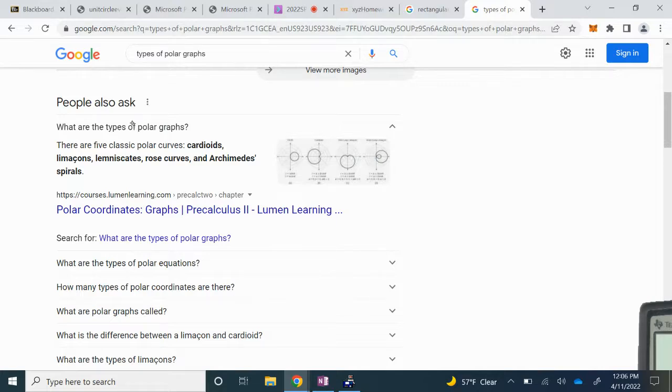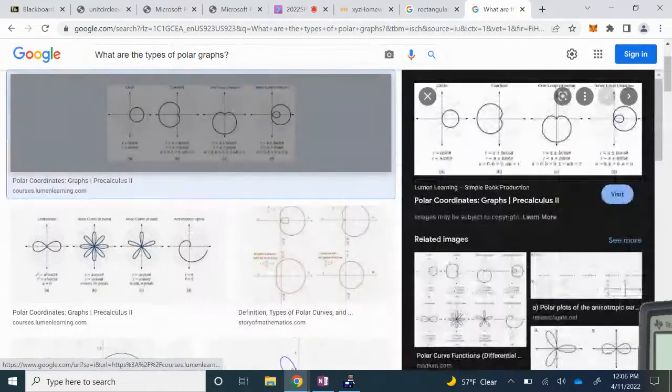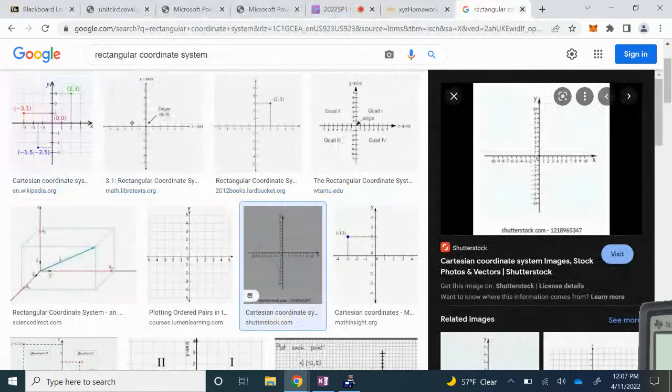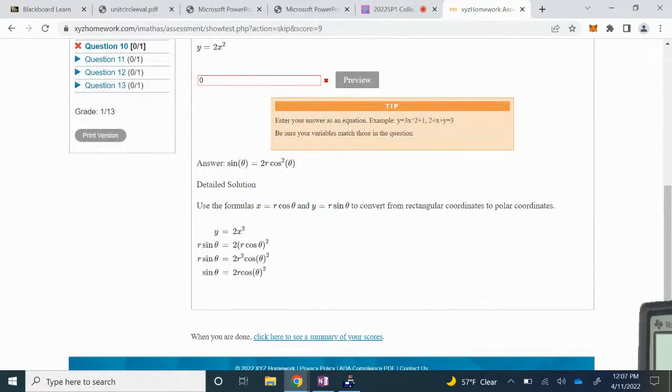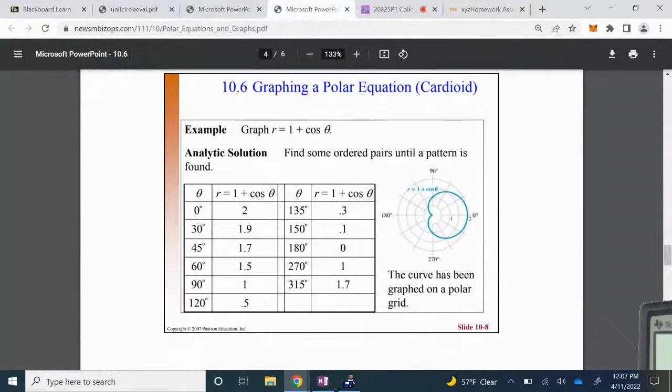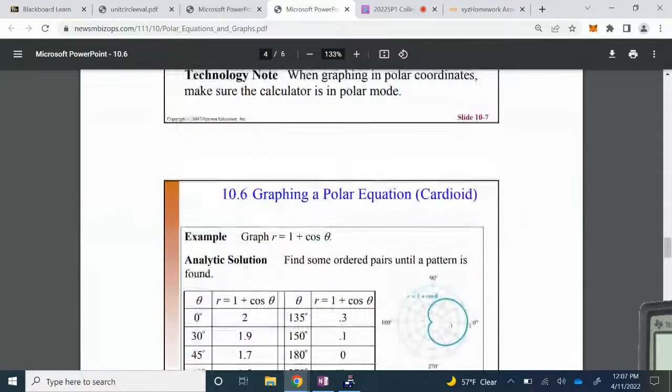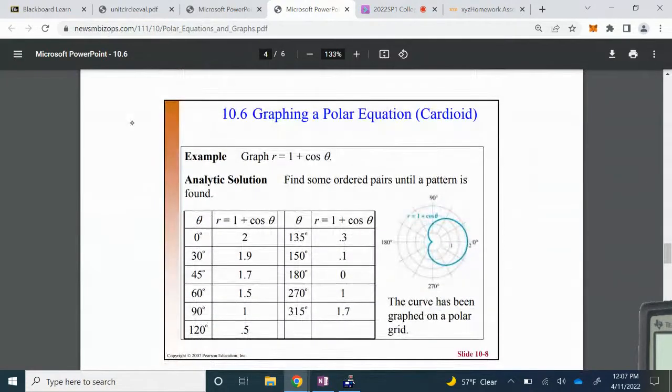We have polar graphs that are called cardioids. We have limacons. We have lemniscates. We have rose curves and Archimedes spirals. Right, and these are all different types of polar graphs. Okay, but I won't really get too deep into each type of curve. In this course, we are concentrating on cardioids. This is just an example of a cardioid. You notice it's like a heart-shaped sort of graph.